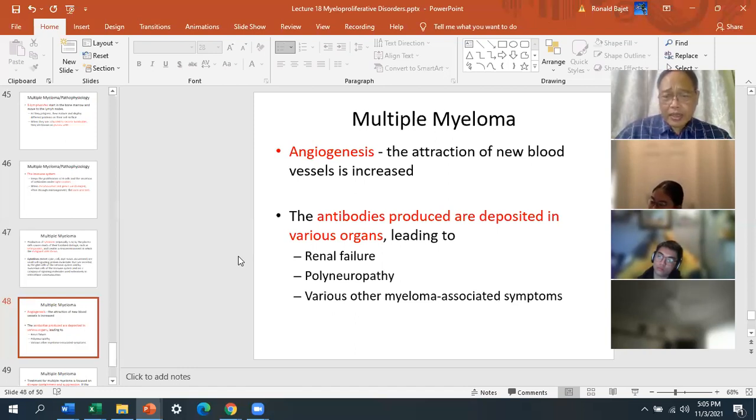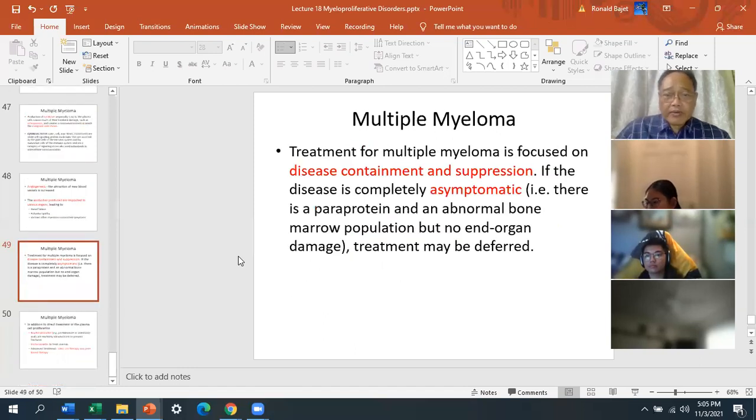The antibodies produced are deposited in various organs. Okay, remember, you have excess antibody production, and these antibodies are now being deposited in various organs, and it causes problems like renal failure or polyneuropathy and various other myeloma associated symptoms. So it's causing problems all over your body. The treatment for multiple myeloma is focused on the disease containment and suppression. And if the disease is completely asymptomatic, then you're fine. Then you may not need treatment. Again, you're going to consider treatment, but then you also have to weigh the quality of life with the treatment.